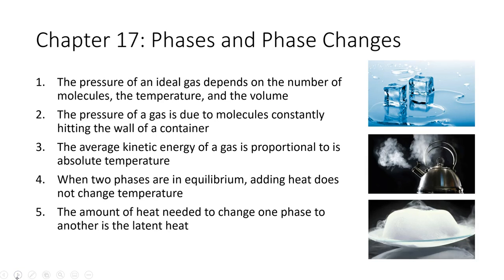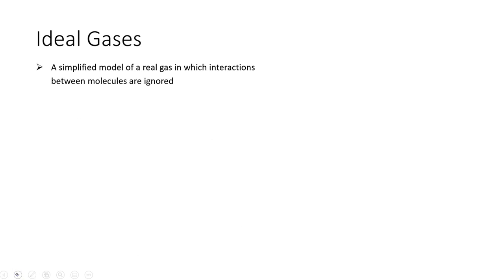Next up, we're going to be doing chapter 17, in which we're going to be discussing phases and phase changes, but we're actually going to start by talking about an ideal gas. An ideal gas is really just a simplified model of a real gas, and the ideal gas model specifically ignores interactions between molecules. So we consider the case that the molecules in an ideal gas are not interacting with each other.